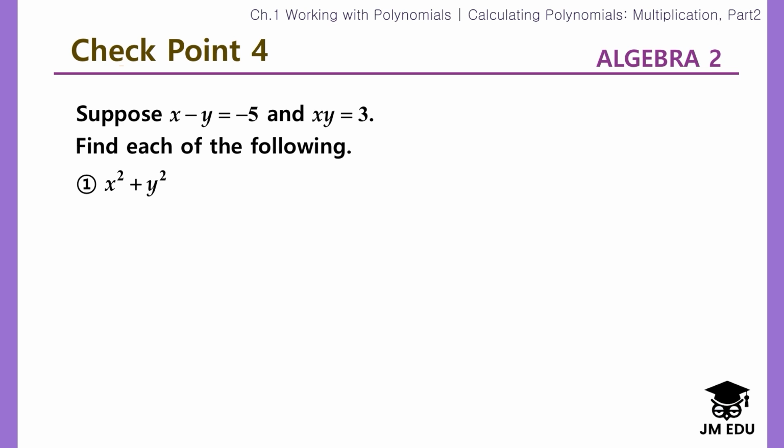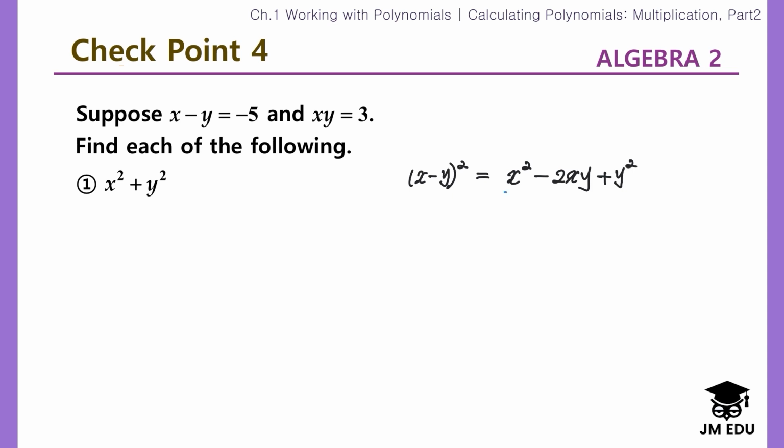Checkpoint 4. Suppose x minus y is equal to negative 5 and x times y is equal to 3. The question is to find each of the following. For number 1, we have x squared plus y squared. And we have to use these two expressions. Remember, x minus y squared is a binomial square. So x squared minus 2 times x times y plus y squared, right?